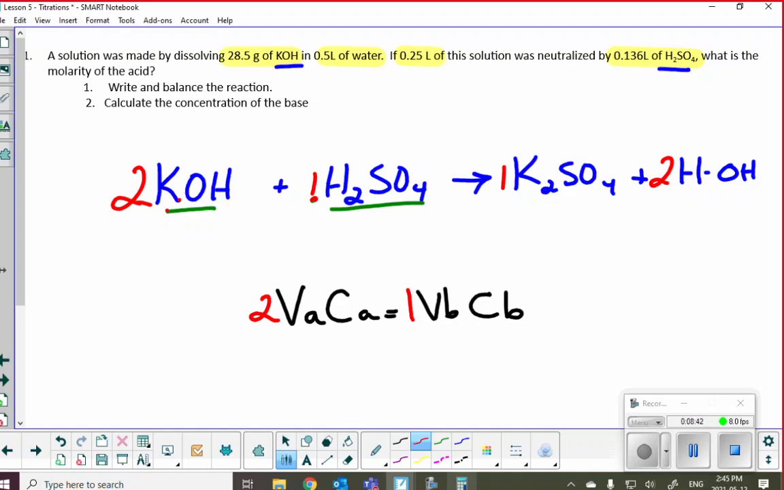Now I just need numbers to substitute. I know the volume of acid, 0.136 liters. And I know the amount of the base that I use. I use 0.25 liters of the solution, but I don't have a concentration for it. I've been given grams and I've been given liters when I made it, and I'm going to have to figure out the concentration. So in order to do this, I'm going to have to do some stoichiometry. So a quick labeling here, VA is my volume of my acid that I use for the equation.